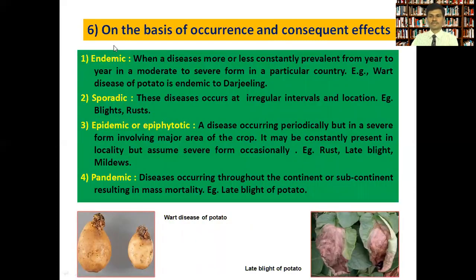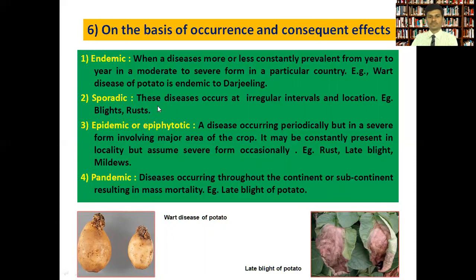Then plant diseases are classified on the basis of occurrence and consequent effect. Endemic, first: when diseases are more or less constantly prevalent from year to year in a moderate to severe form in a particular country, that is termed an endemic disease. Example, wart disease of potato is endemic to Darjeeling. Some bulges grow out from the potato tubers, and this is termed wart disease of potato, which is endemic to Darjeeling in the West Bengal state of India.